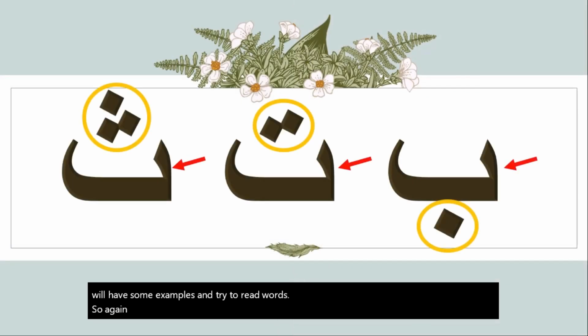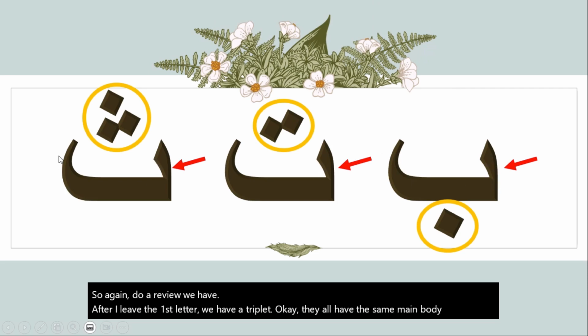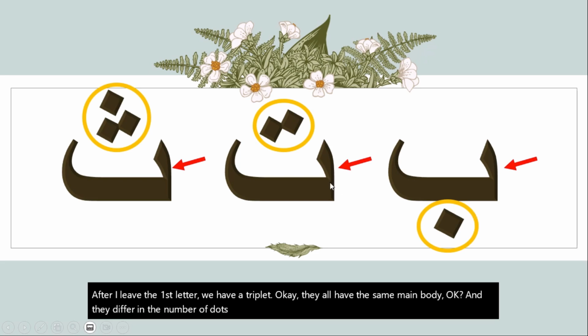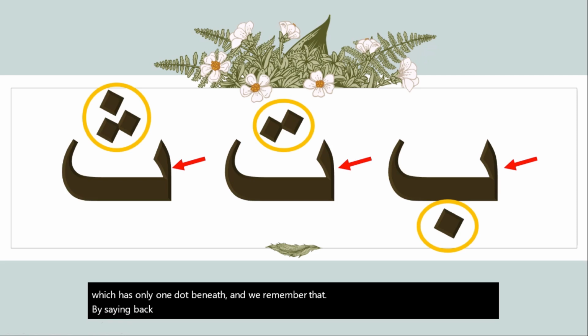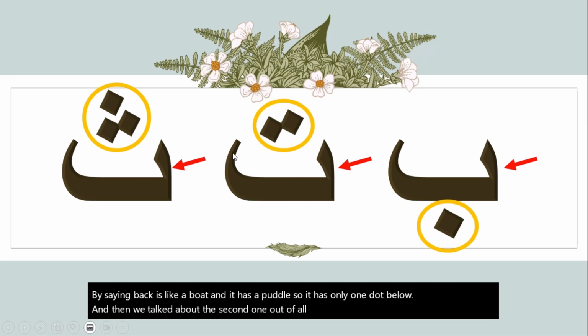So again, to review, after alif, the first letter, we have a triplet. They all have the same main body, and they differ in the number of dots and where to put them. First we had حرف الباء, letter باء, which has only one dot beneath, and we remember that by saying باء is like a boat and it has a paddle, so it has only one dot below.